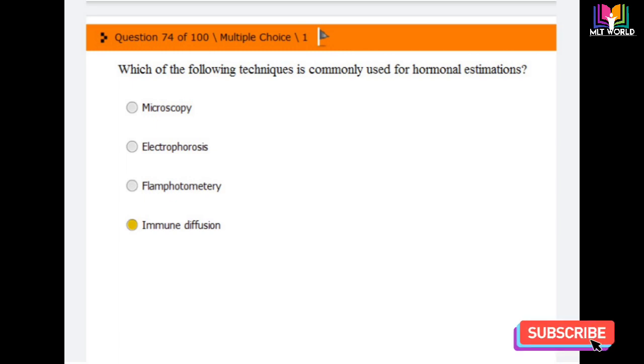Question number 74. Which of the following techniques is commonly used for hormonal estimations? First option is microscopy, next option is electrophoresis, third option is flame photometry, last option is immune diffusion. And the correct answer is immune diffusion is the technique that is commonly used for the hormonal estimation.